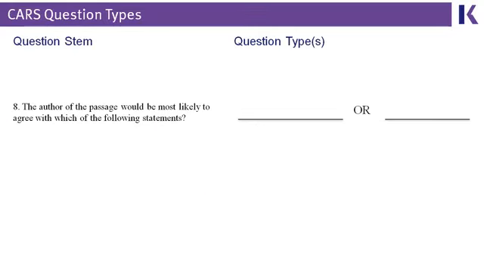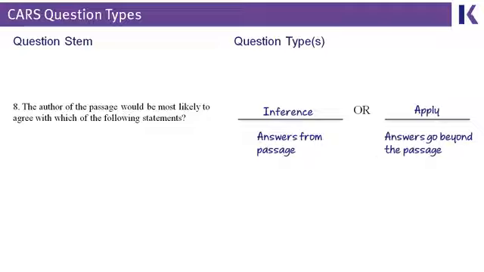Number 8 talks about the author and how the author would be likely to agree with which of the following statements. This is a very common question type on the test, and depending on what the answer choices are, it's inference or apply. If the answer choices are from the passage and there are arguments that have been presented in the passage, that would be an inference question. However, if the answer choices go beyond the passage, they're brand new information, that would be the apply type question.